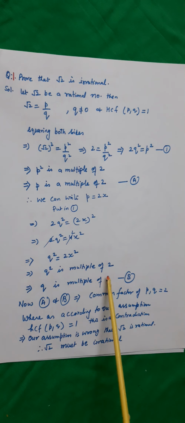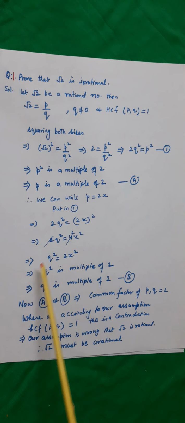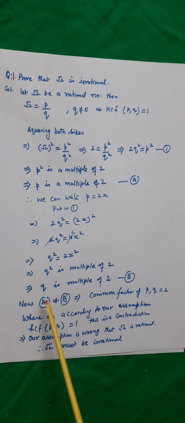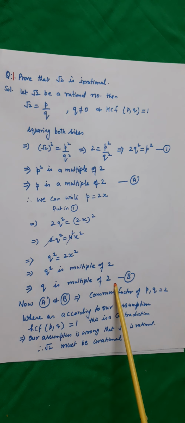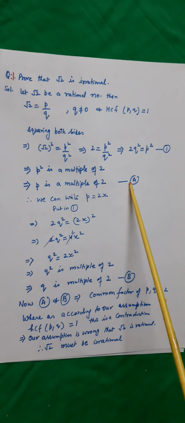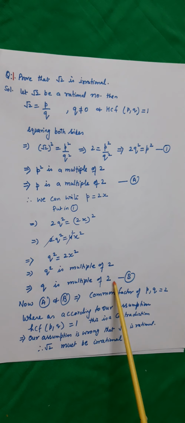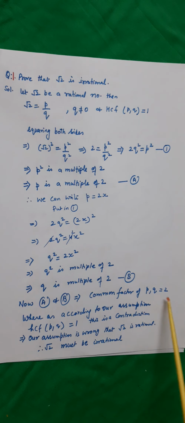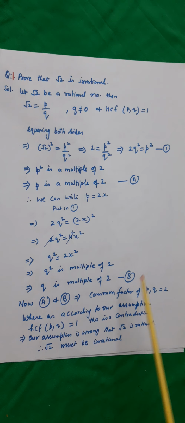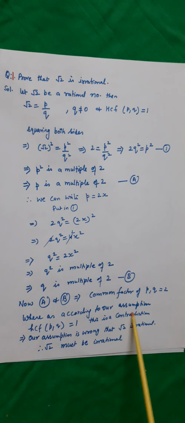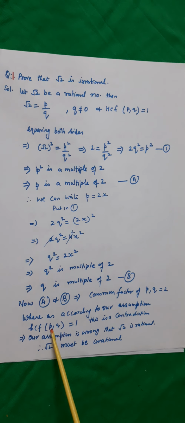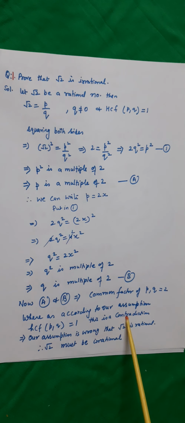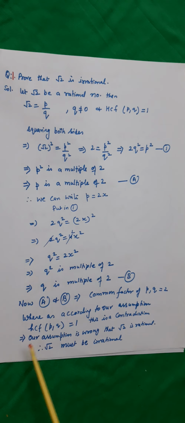Q square is a multiple of 2. If q square is a multiple of 2, then q is also a multiple of 2. Let's call it b. Now a and b both imply that common factor of p and q is 2, whereas according to our assumption, we had taken that the highest common factor of p and q is 1. This is a contradiction. Therefore, our assumption is wrong that root 2 is rational. Hence, root 2 must be irrational.